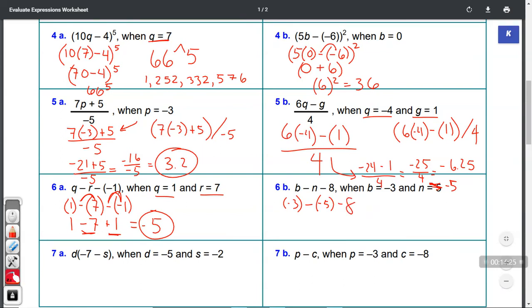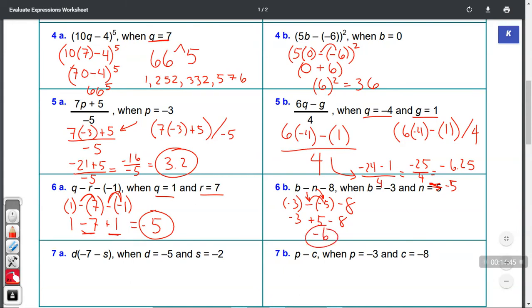I have to still put both. The first negative was part of the original expression. The second negative is part of my value of n. All right, so then I'm going to rewrite it. Negative 3, that doesn't change, but the opposite of negative 5 is plus 5, and then minus 8. So in this case here, we have negative 3 plus 5 gives me 2, minus 8 gives me negative 6 altogether.